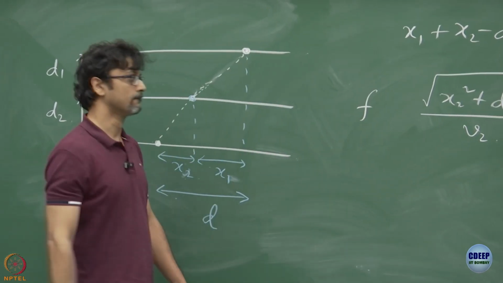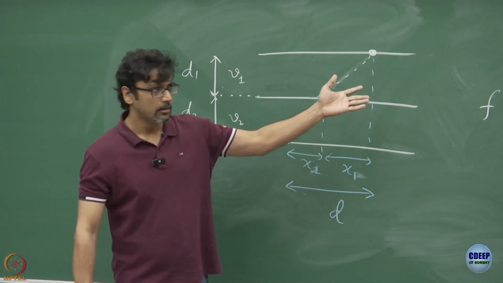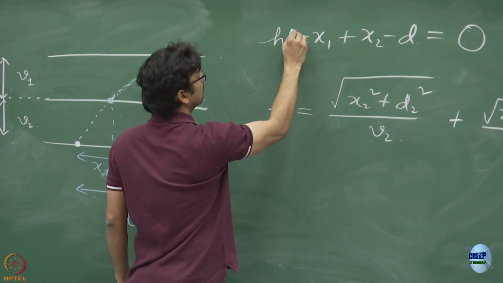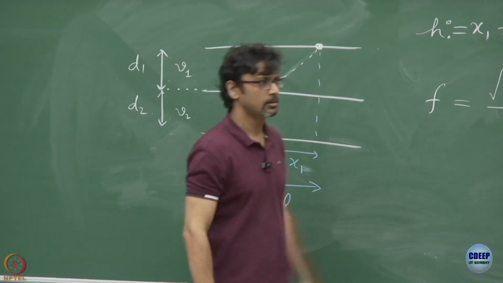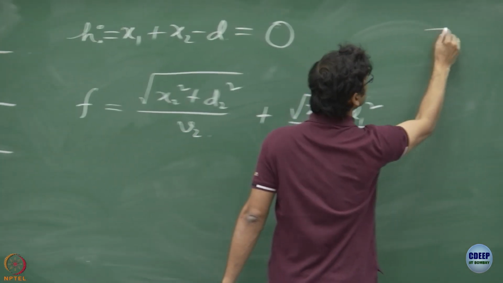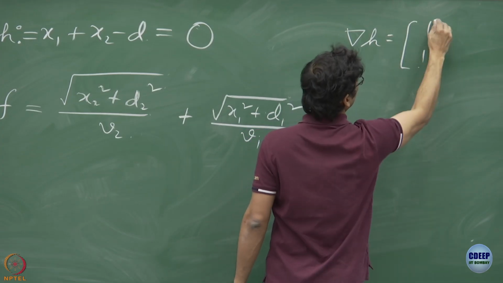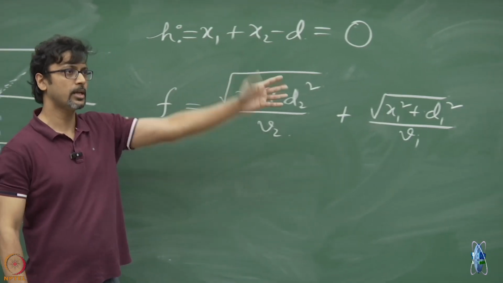Now then, apply the same trick again. This is h. What's grad h? Very easy to see. Partial with respect to x1 and x2, that's grad h.